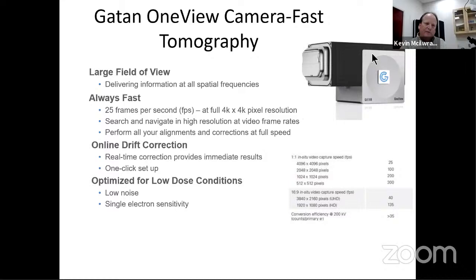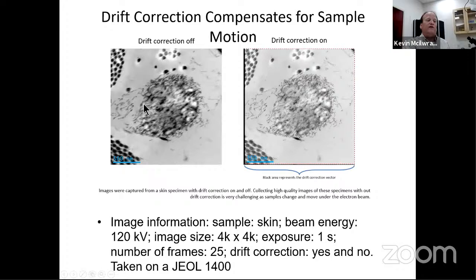But you can look at some of these speeds here. We can bin this camera down up to 300 frames per second. And then there's even modes to exceed that. And here we can see what a modern camera does with drift correction on and drift correction off. There were 25 frames taken. The images were cross-correlated between each frame and the drift was corrected in the final image.